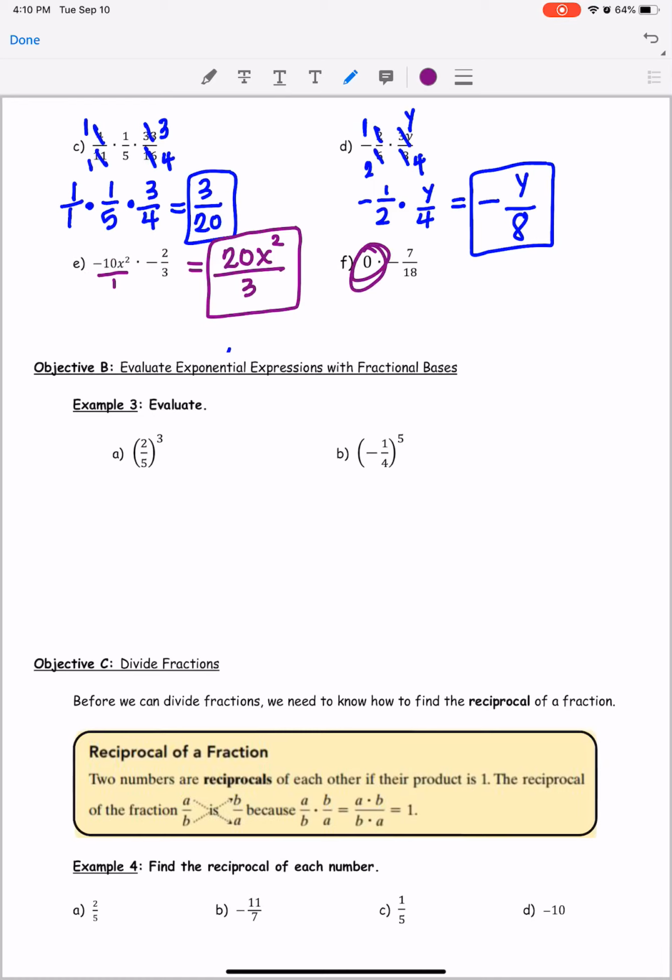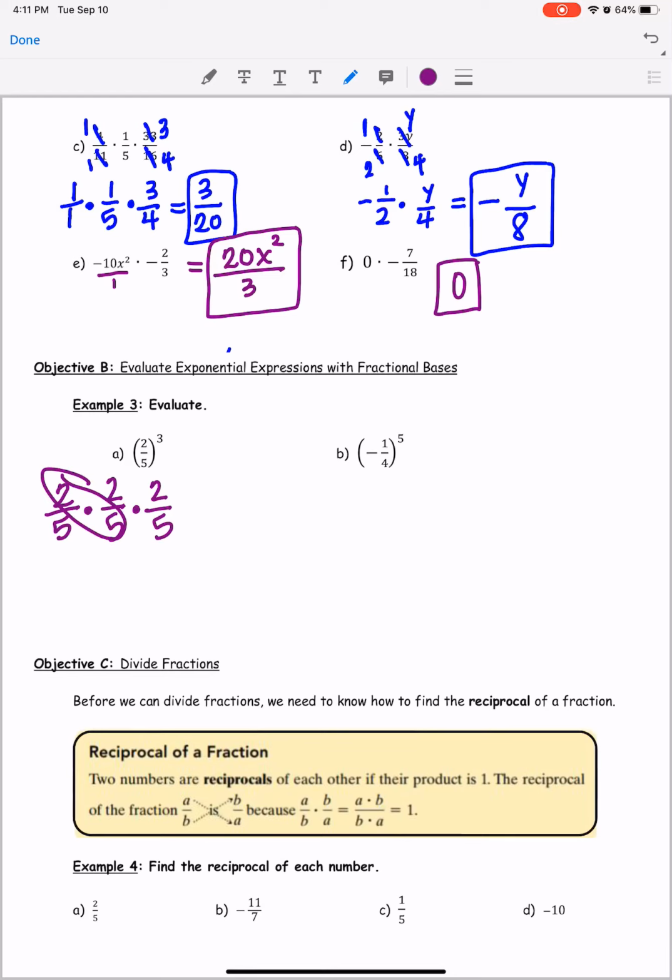On objective B, it says evaluate exponential expressions with a fractional base. So remember, this exponent tells me how many of these bases we have. I got 3 of them. So in this one, we expand it. You've got 2 over 5 times 2 over 5 times 2 over 5. So whatever the base is, you have that of however many exponents. So look if you can cross reduce.